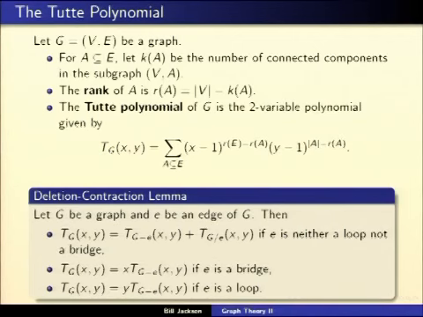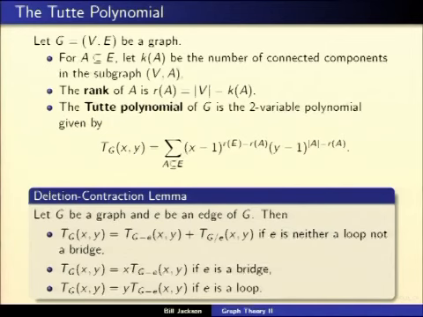a graph, and for any subset A of the edges, we'll use k(A) to be the number of connected components in the subgraph we get with vertex set V, the vertices of the whole graph, and edge set just the edges in the particular subgraph A. Then the rank of this set of edges is the number of vertices in the graph minus the number of components. So this is the actual rank of the cycle matroid of the graph, which maybe Jeff will mention.